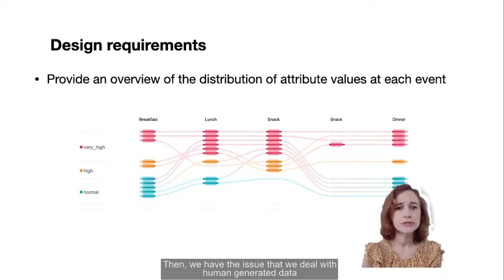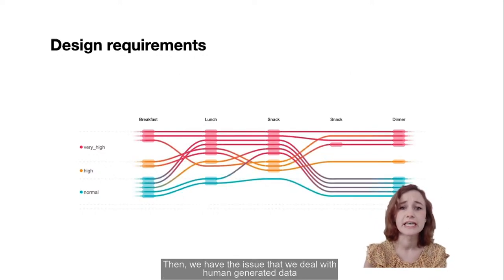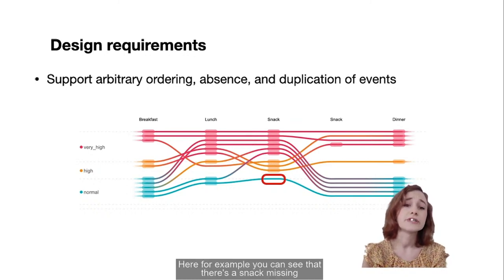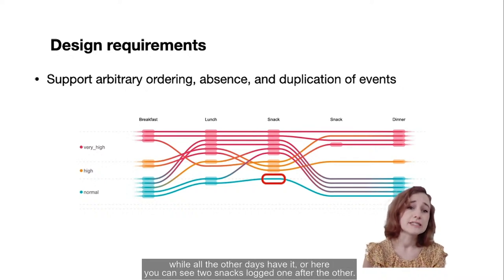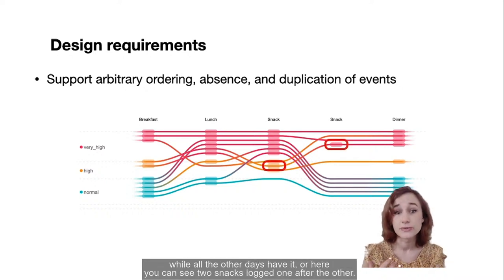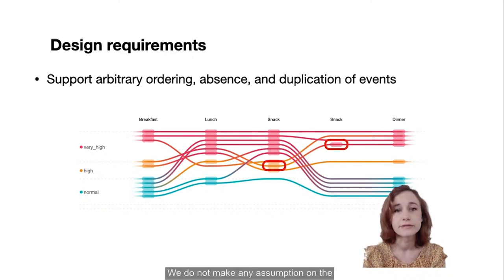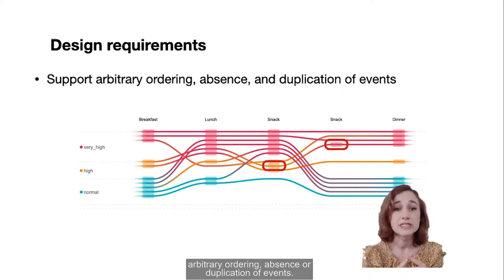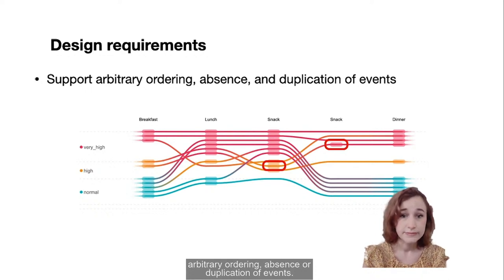Then we have the issue that we deal with human-generated data, and human-generated data is messy and it can often contain errors. Here, for example, you can see that there's a snack missing, while all the other days have it, or here you can see two snacks logged one after the other. We do not make any assumption on the order of events, and our visualization should be robust with regards to arbitrary ordering, absence, or duplication of events.